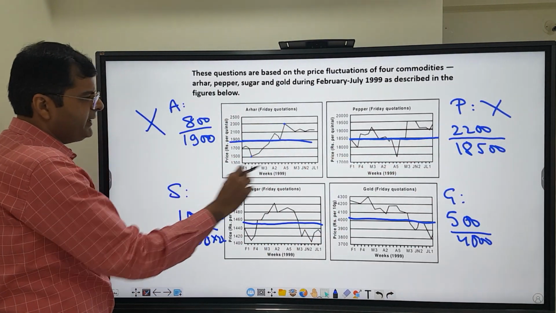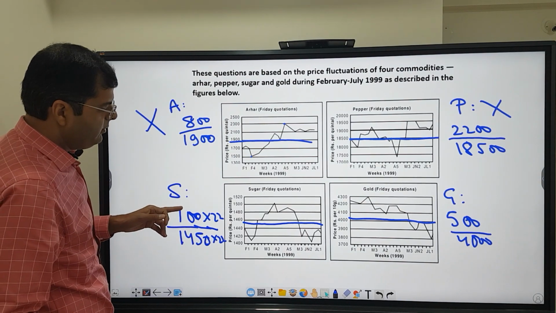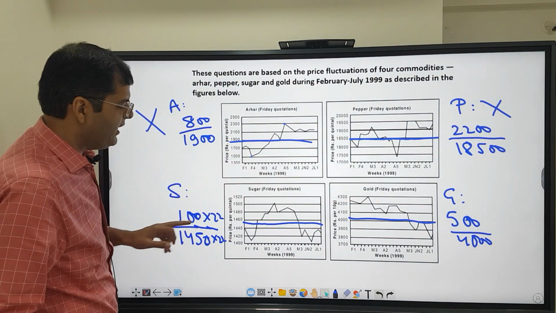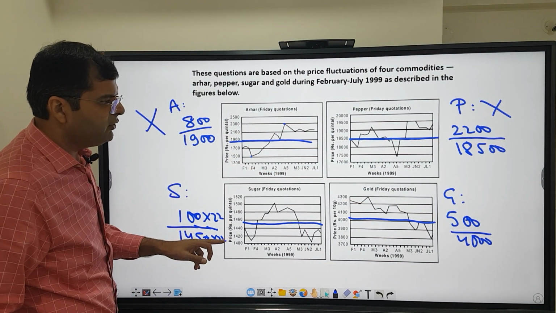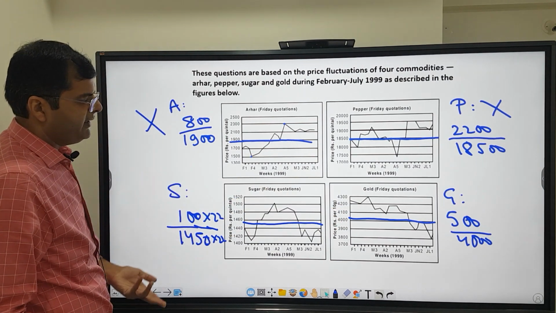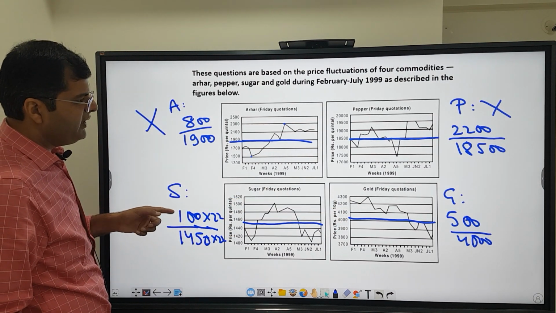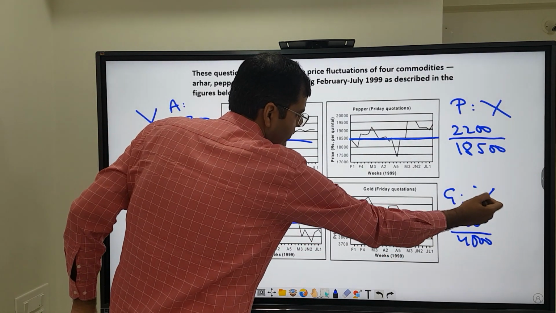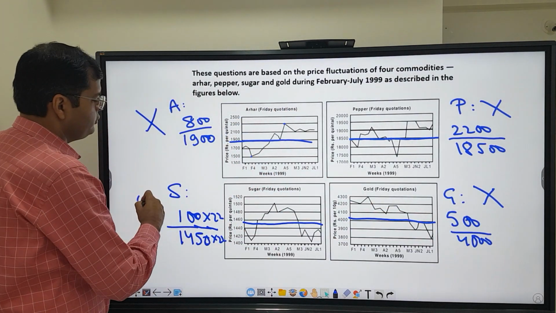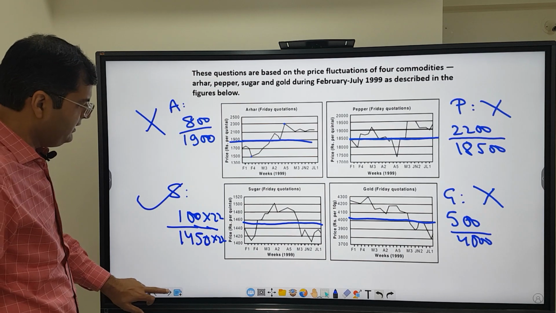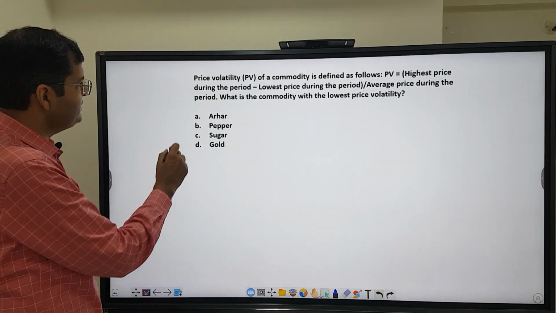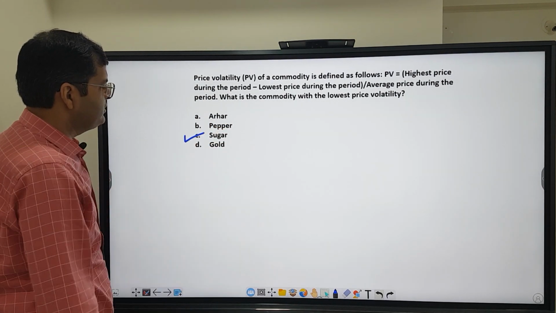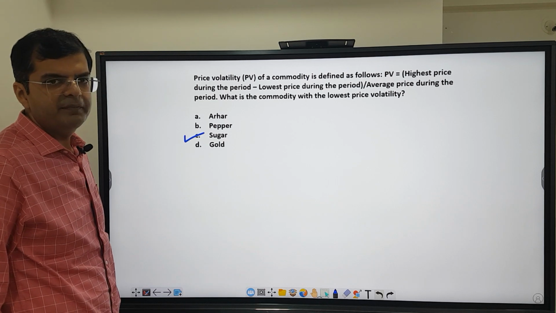And finally, if I compare sugar and gold, you multiply 100 by 5, so you get 500, and 1450 into 5 will again be greater than 4000. So sugar will again have the lower value than gold in terms of price volatility. So gold is also ruled out. So sugar is the answer, the one with the lowest price volatility. So option C, sugar, is correct here. All right.